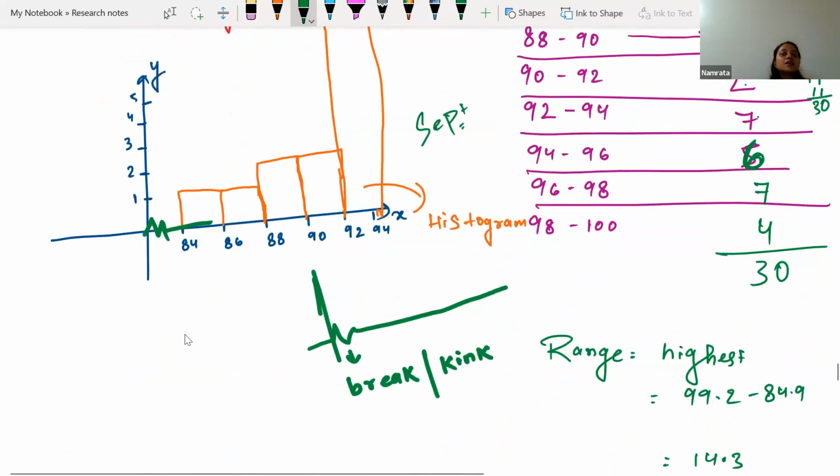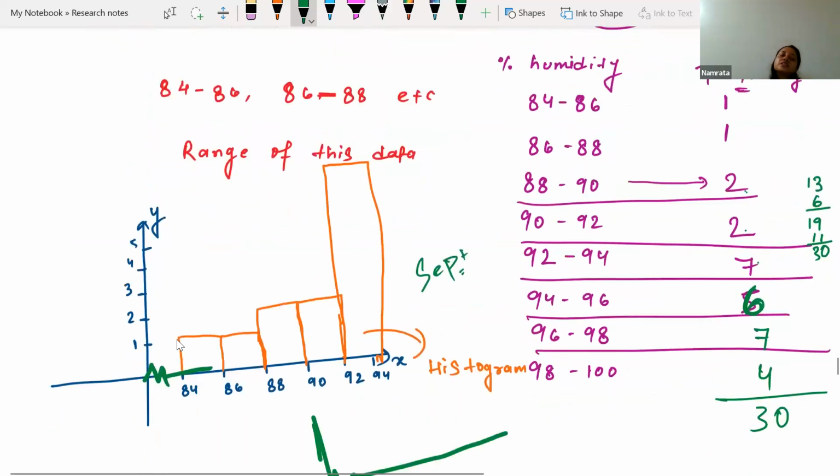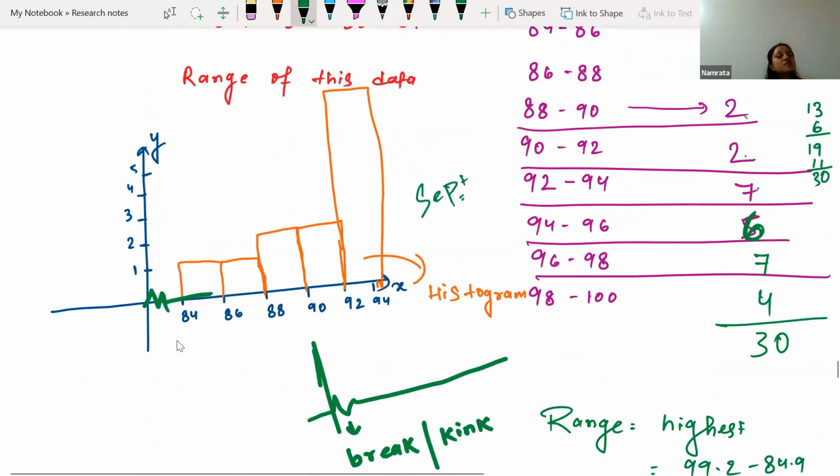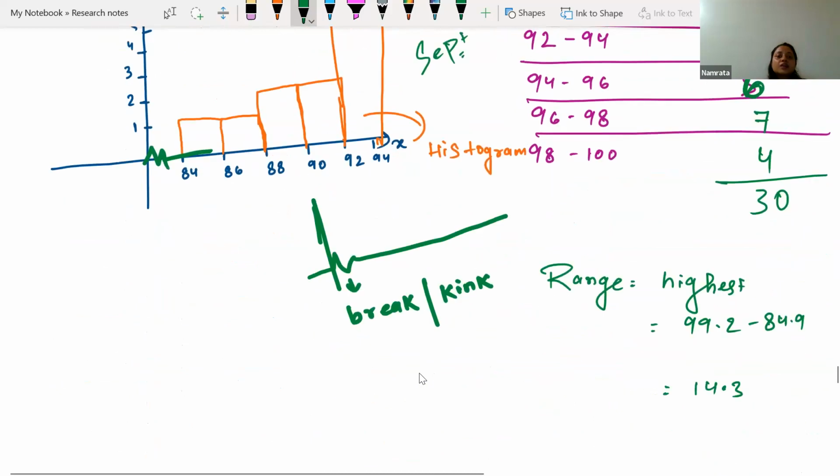In most cases, the data doesn't start from 0. According to the raw data, we start the table and take the intervals, so it is not necessary that we always start from 0. That's why we give a kink or break, to show that there is a break and the data is starting from 84. That's the meaning of that, nothing else. So this is how we will be plotting the histogram. Just like the bar graph, only this figure has its own name, and nothing extra. And there will be no gap.